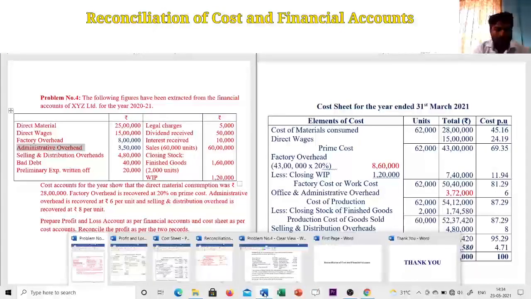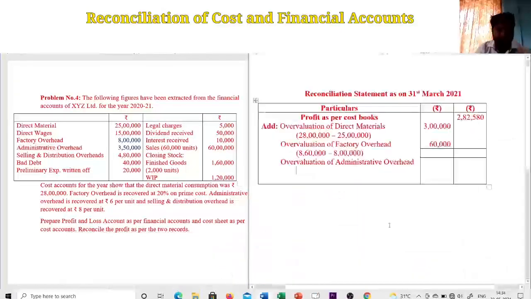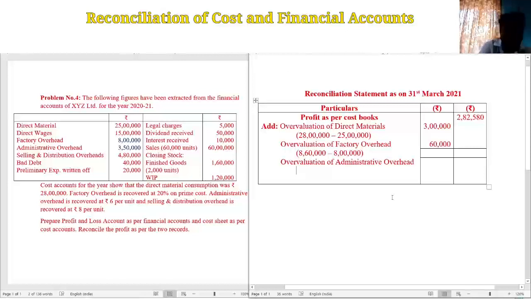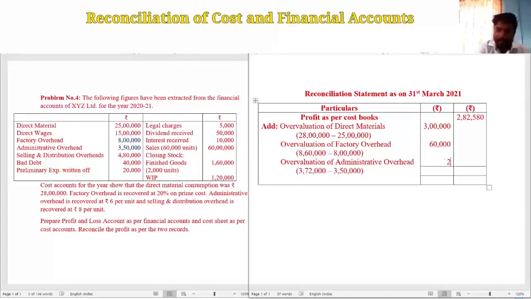But in financial books, it is recorded as 3 lakh 50. So 3 lakh 72 thousand minus 3 lakh 50 thousand. So it is overvalued by 22,000. Then selling and distribution expenses.